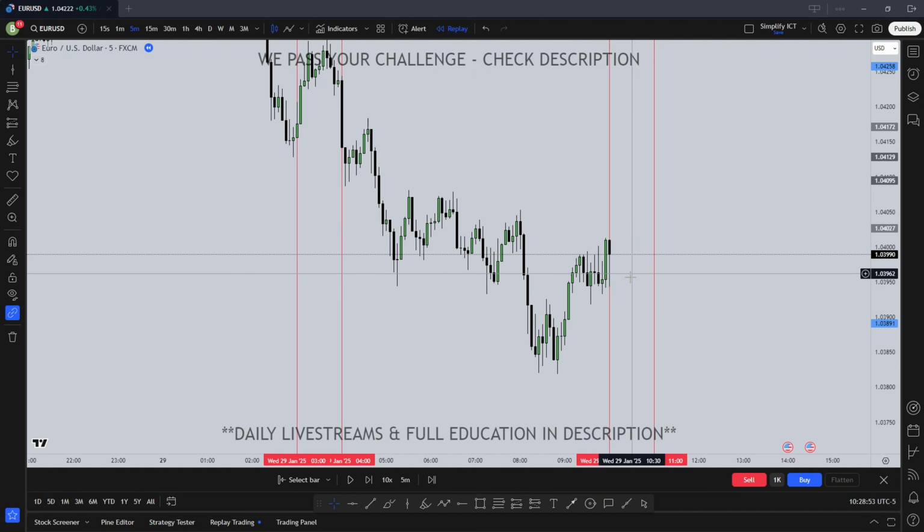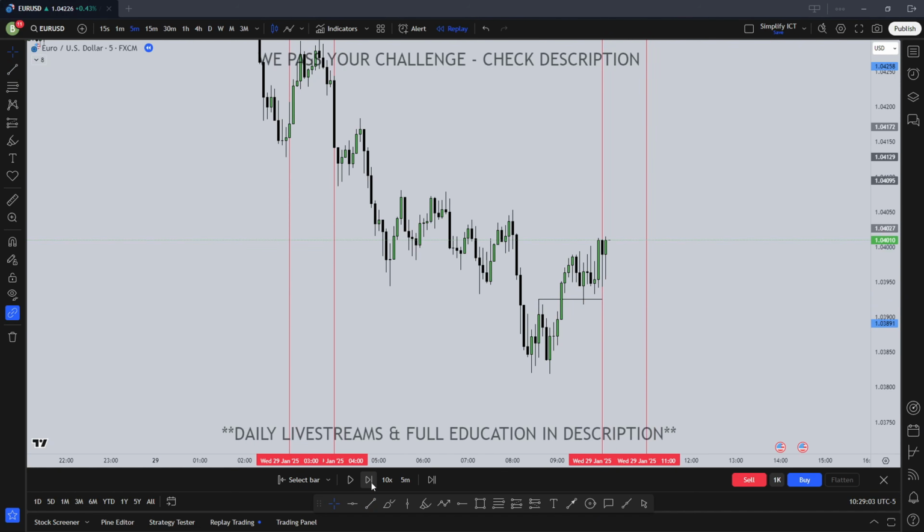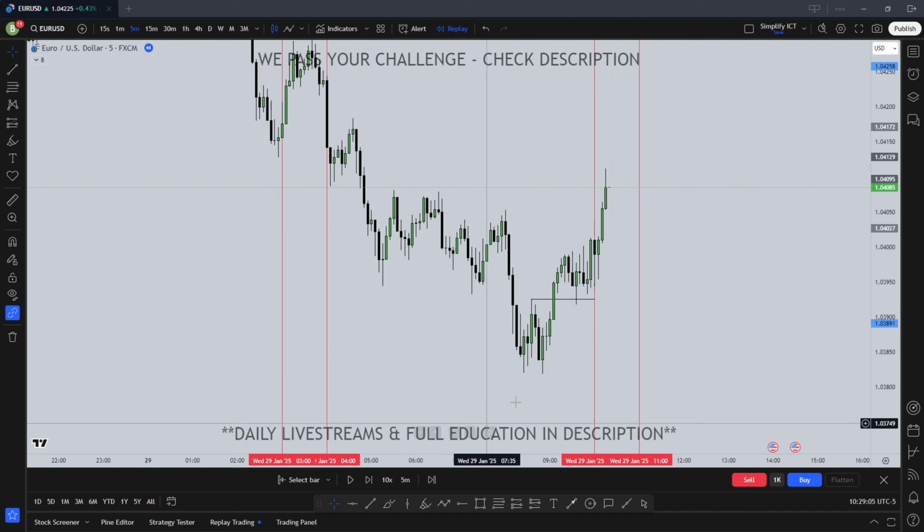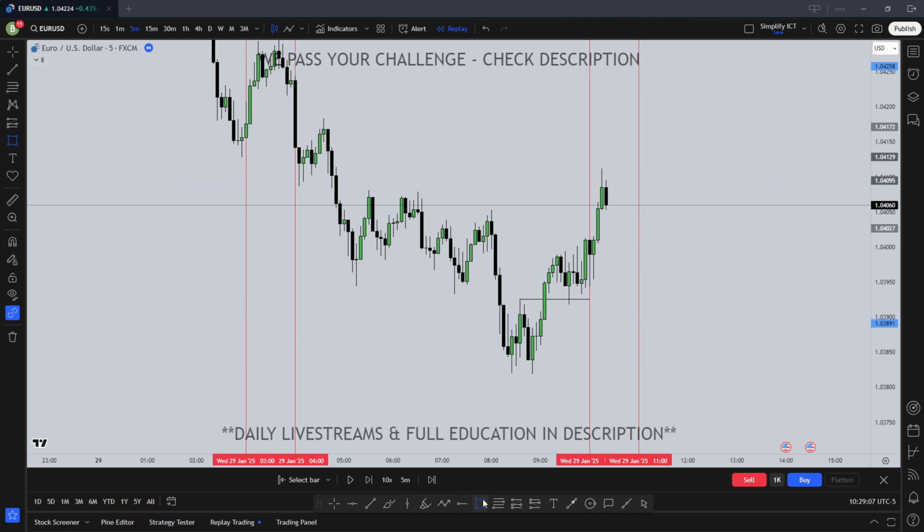However, looking at price action overall, it makes sense for it to start pushing to the upside, especially since we have sort of broken and retested this area right here. Let's just see if we can continue pushing to the upside. Okay, and as you can see, we have a fair value gap right here.